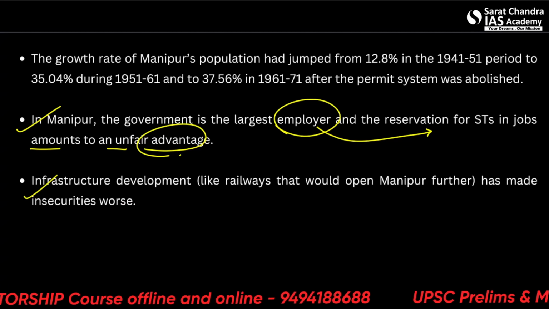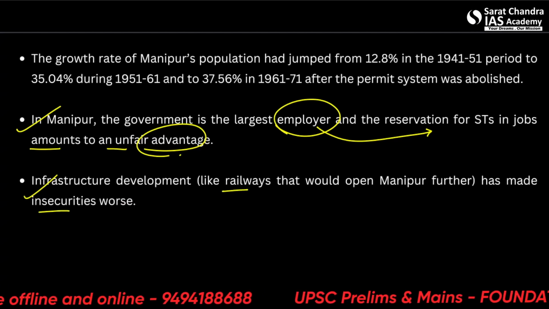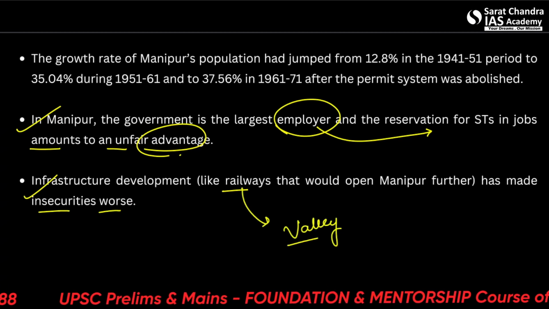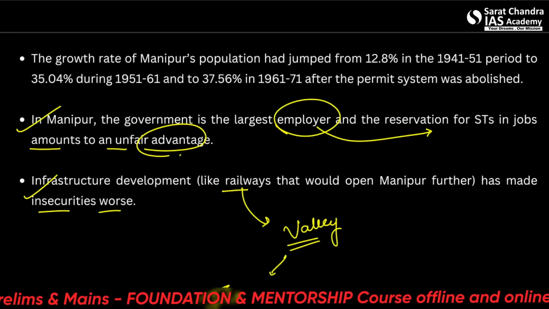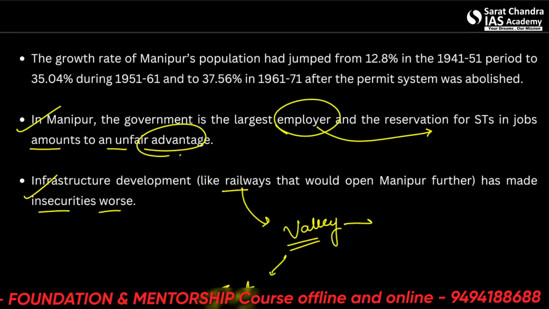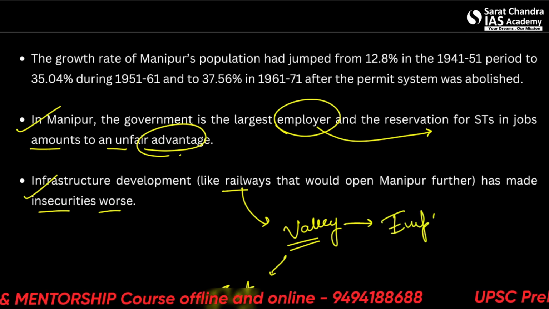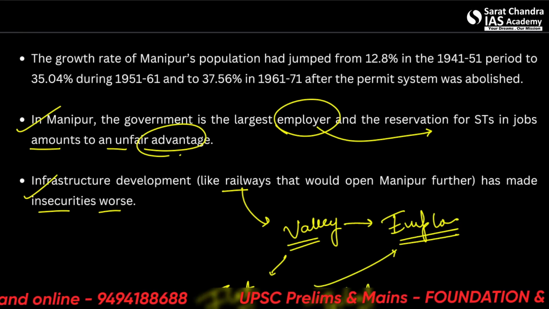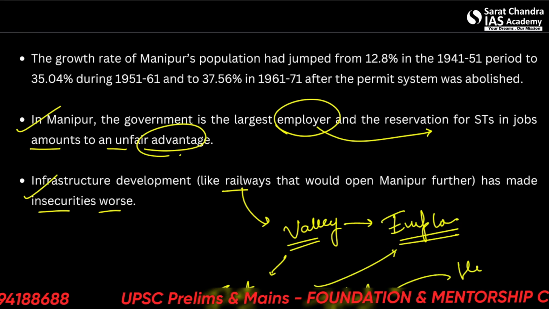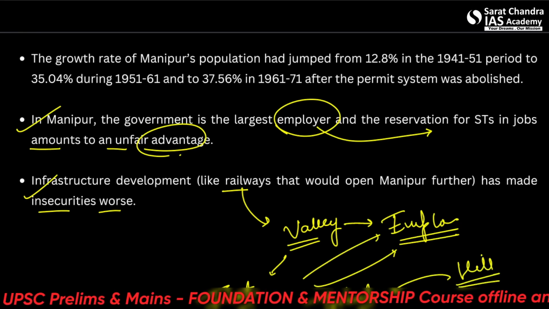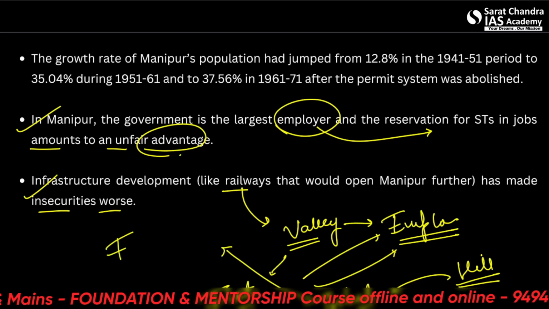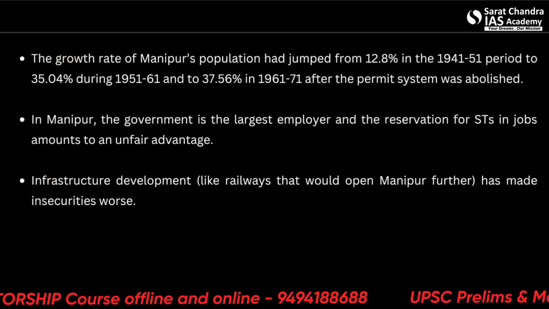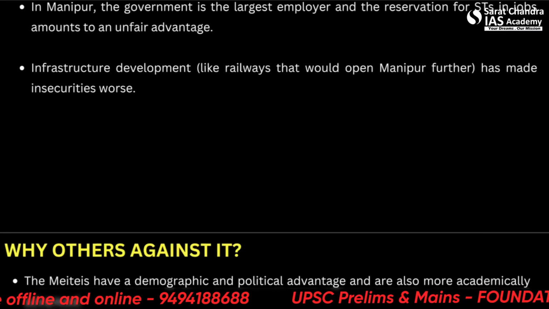Another thing is that infrastructure development like railways that would open Manipur further has made insecurities worse. Because railways, of course, will be in the valley because they need a flat area to operate. Now, if there is a railway in the valley, there is employment, and employment for whom? More tribal people. So they will come down to the valley districts from their hill districts because they will start living there for the employment, and it will create a very local economy. So it will also create the incursion of the hill people in the valley. So these are the basic concerns of Meitei people. All right.